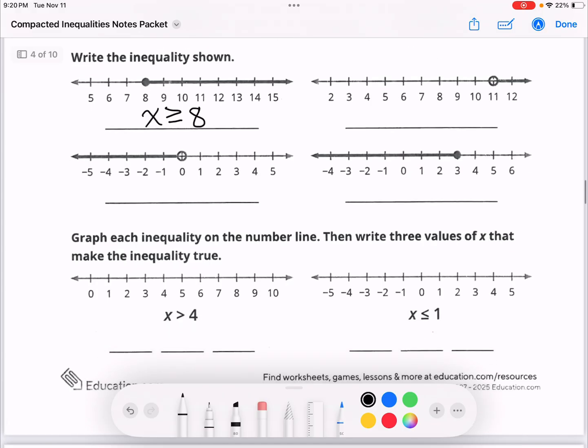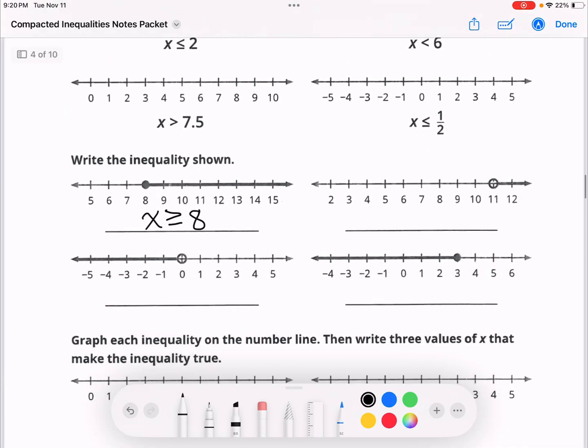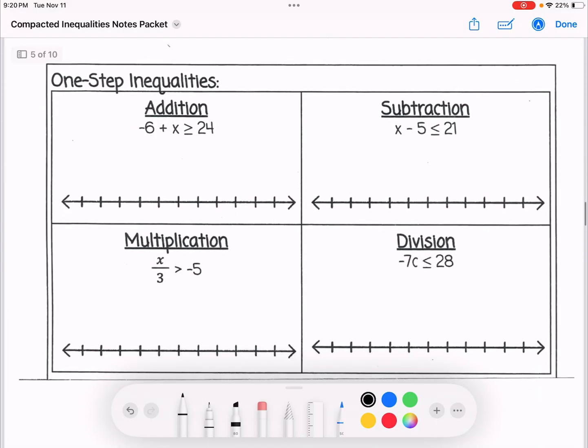Okay, and then these last two I will leave for you to practice. So this is just some graphing practice with inequalities. The bulk of our lesson today is about one-step inequalities and solving one-step inequalities.